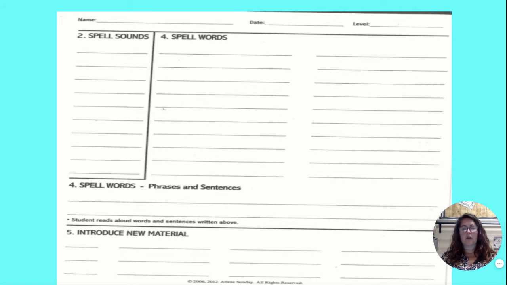Okay, so now you're in the spell words section. I will say a word, you will repeat a word, you will touch spell the word, and then you will touch spell and write it. You may need to pause the video between sections to give yourself more time.